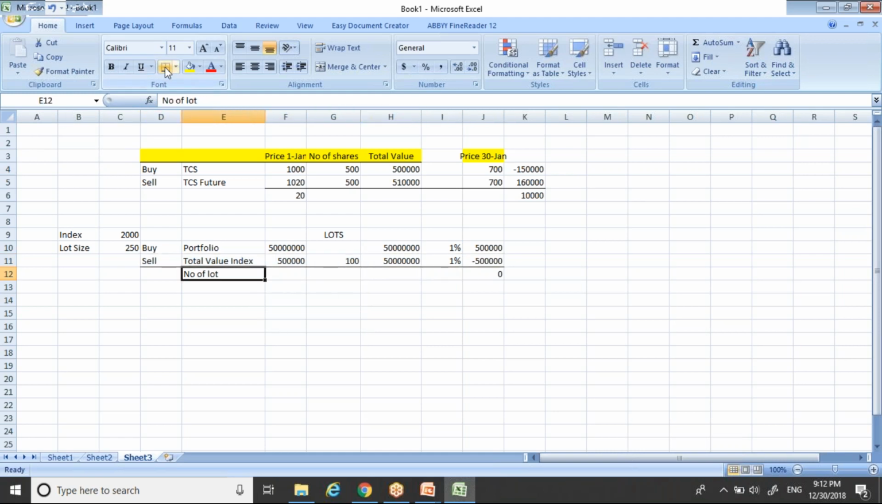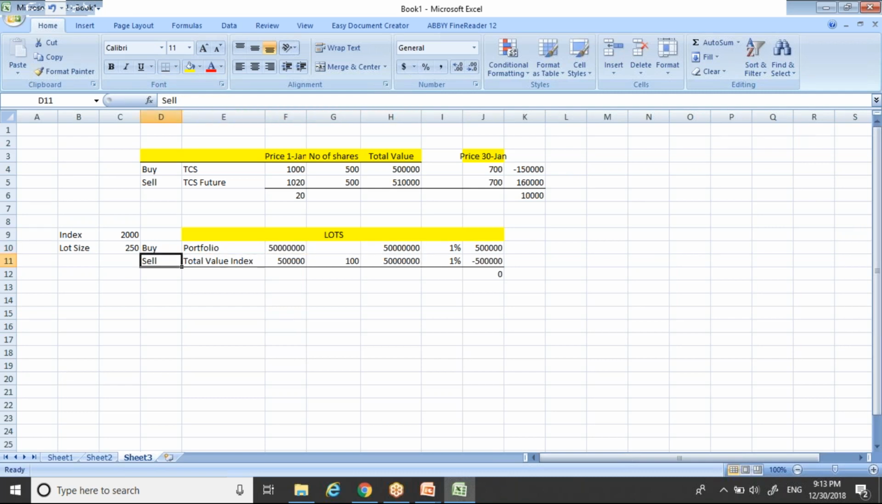So anytime you're not understanding me, you can ask me to repeat. So the point here is, you are able to hedge the portfolio properly. So you have a portfolio value of 50 million. Of the same value, you are buying the index also.